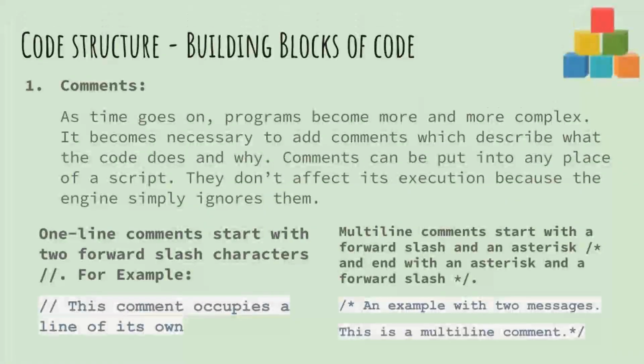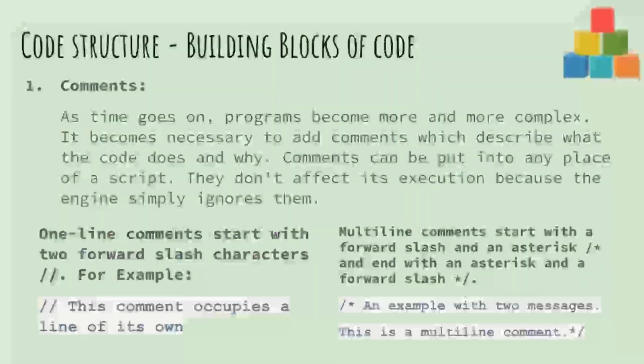Now we will talk about the third building block of the code, that is comments. As time goes on, the program becomes more and more complex, and it becomes more difficult for a developer to remember why this code was written and what this code does. So to avoid this kind of confusion, the developer adds comments in the code. Comments are non-executable code that tells the developer why this code is written and what this code does.